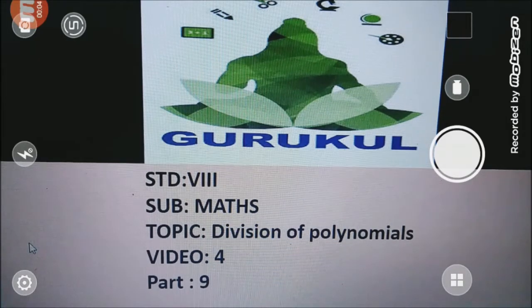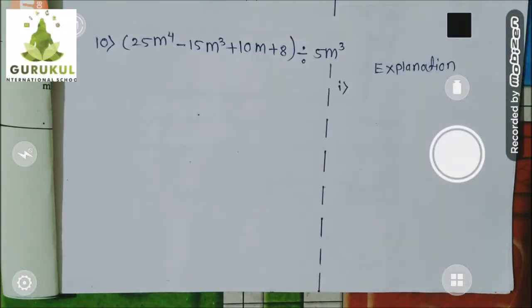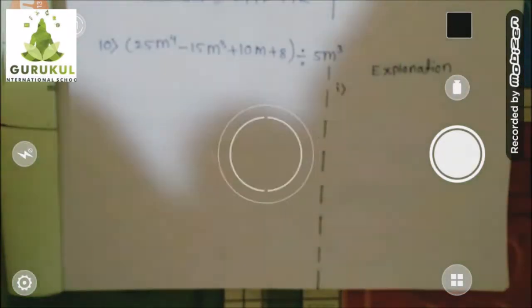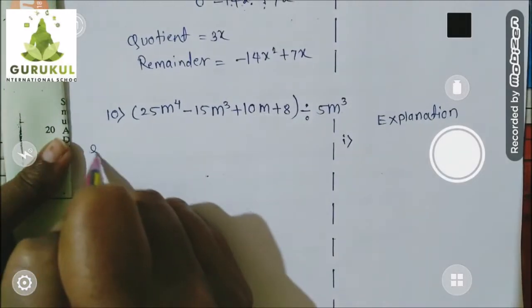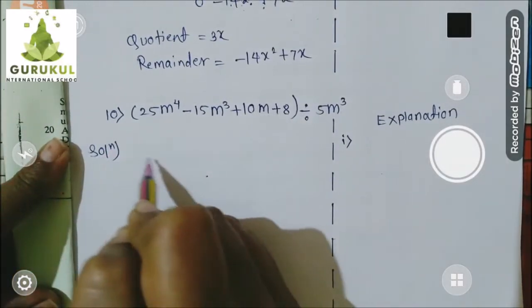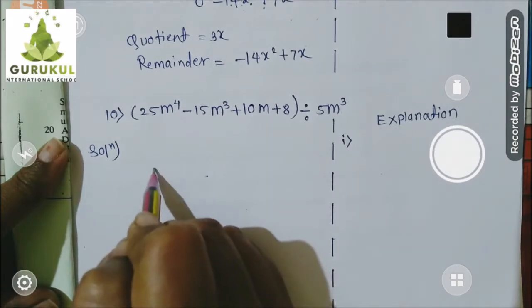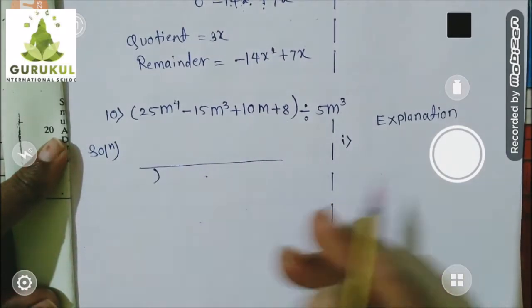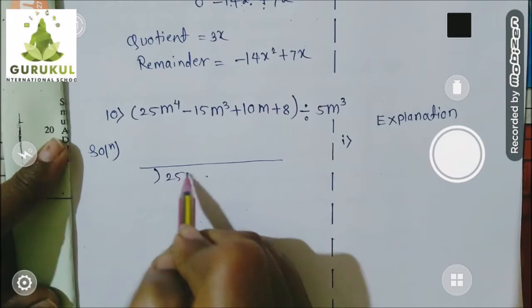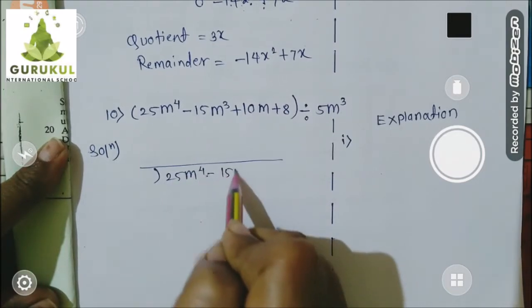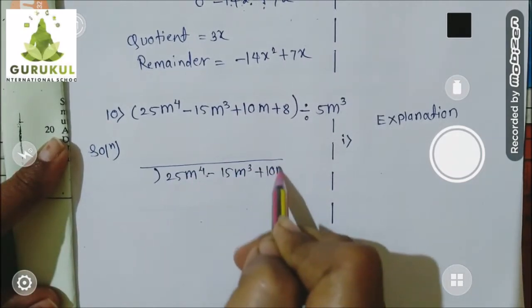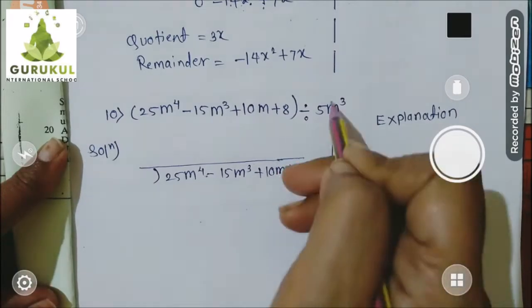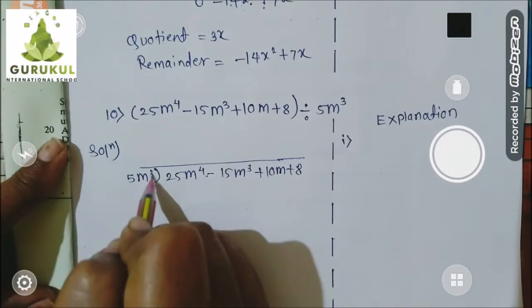Welcome back, children. Let's take one more example of exercise 10.1. So now I am taking this example. Let's write down 25m raised to 4 minus 15m cube plus 10m plus 8 divided by minus 5m cube.